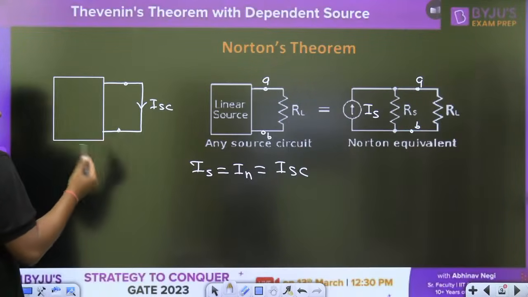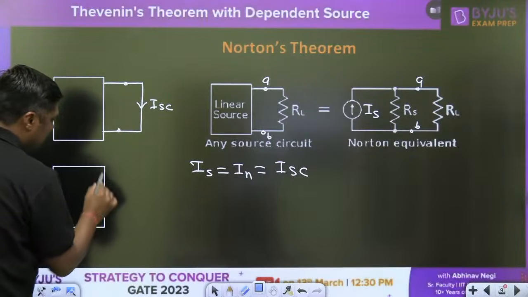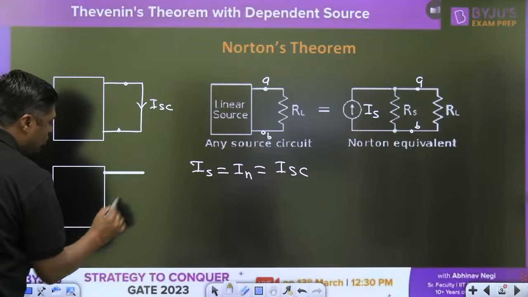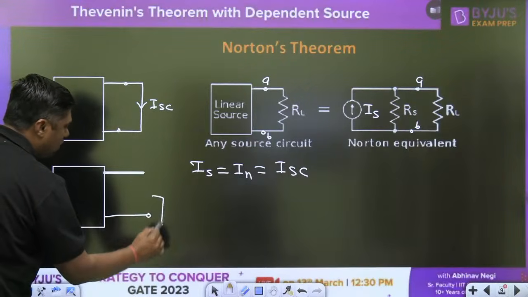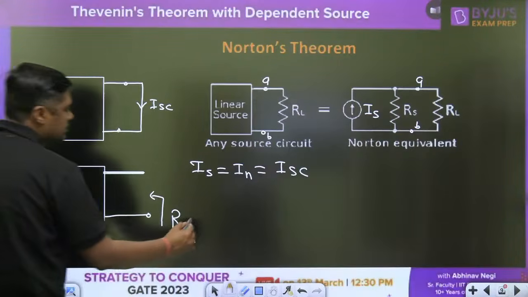And to find the RN, same method, just like Thevenin's theorem. Open the terminal, make all the independent sources 0, and then find what? RN. This is called Norton's equivalent, RN or RS.